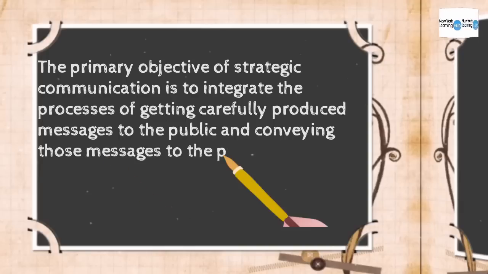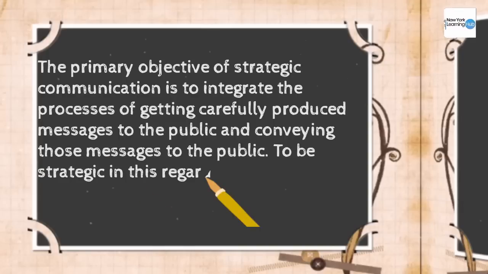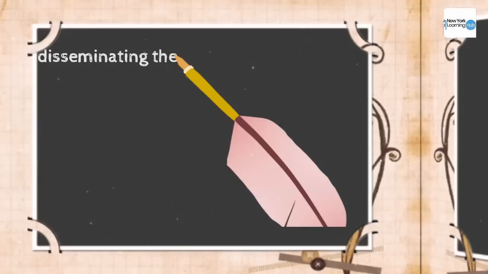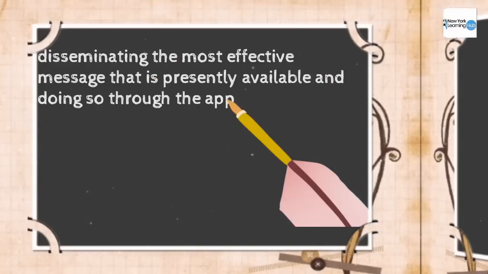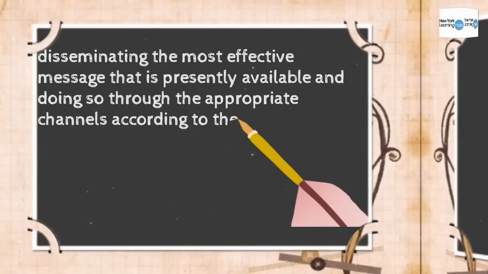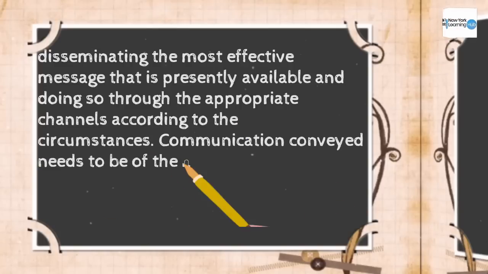The primary objective of strategic communication is to integrate the processes of getting carefully produced messages to the public and conveying those messages to the public. To be strategic in this regard simply means disseminating the most effective message that is presently available and doing so through the appropriate channels according to the circumstances.